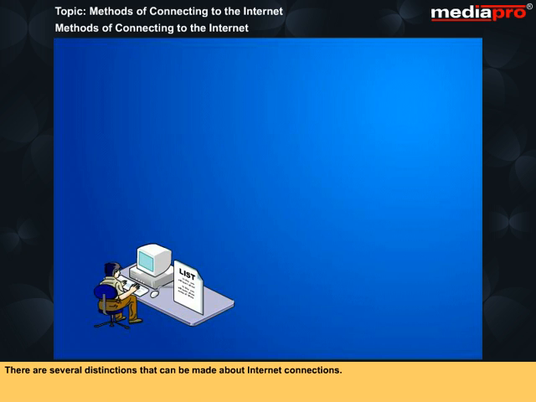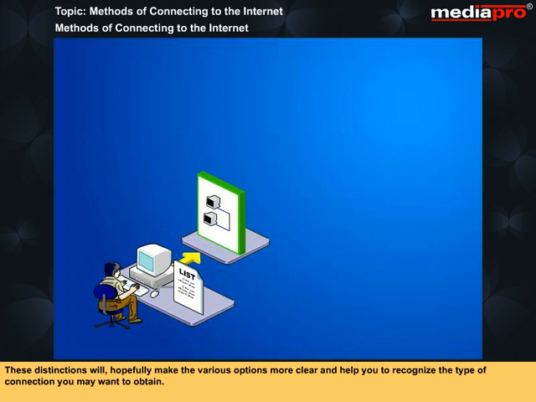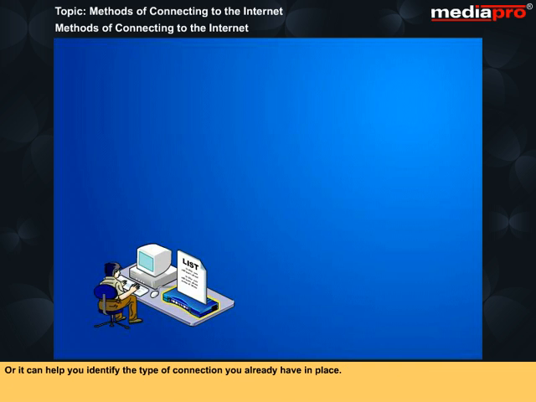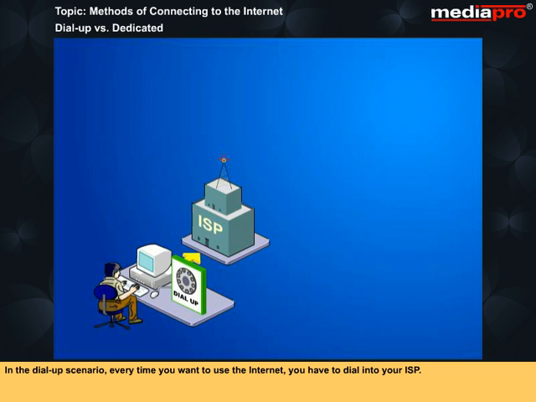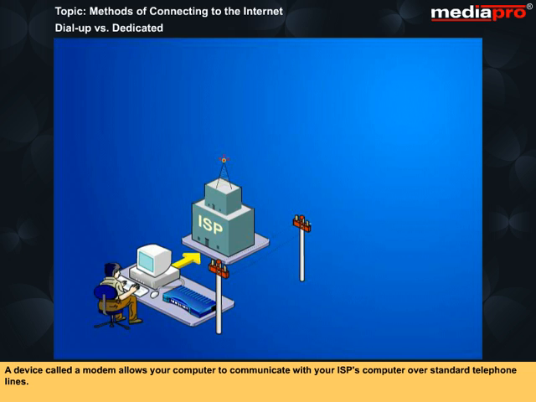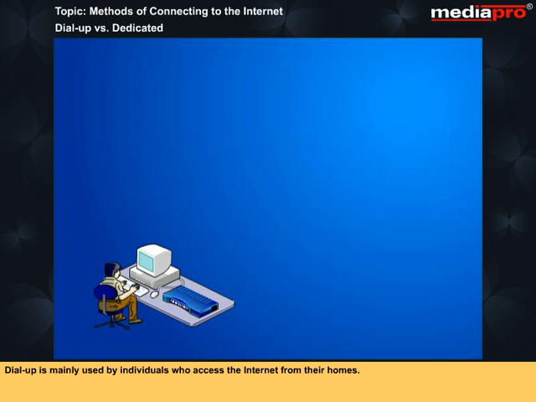There are several distinctions that can be made about Internet connection. These distinctions will hopefully make the various options more clear and help you to recognize the type of connection you may want to obtain. Or it can help you identify the type of connection you already have in place. In the dial-up scenario, every time you want to use the internet, you have to dial into your ISP. A device called a modem allows your computer to communicate with your ISP's computer over standard telephone lines. Dial-up is mainly used by individuals who access the internet from their homes.